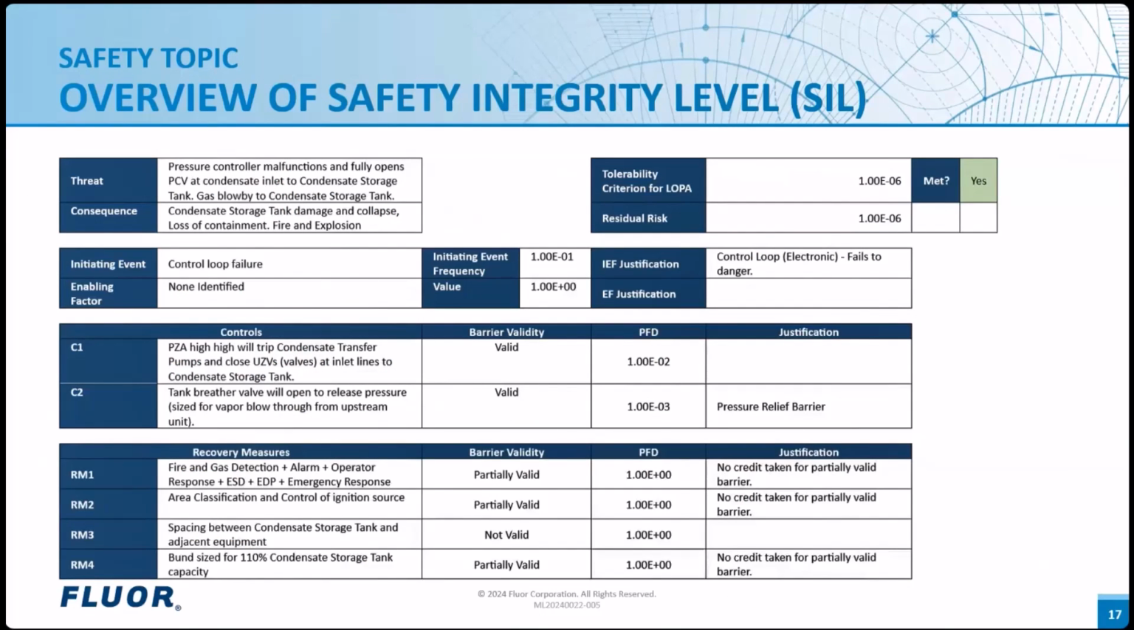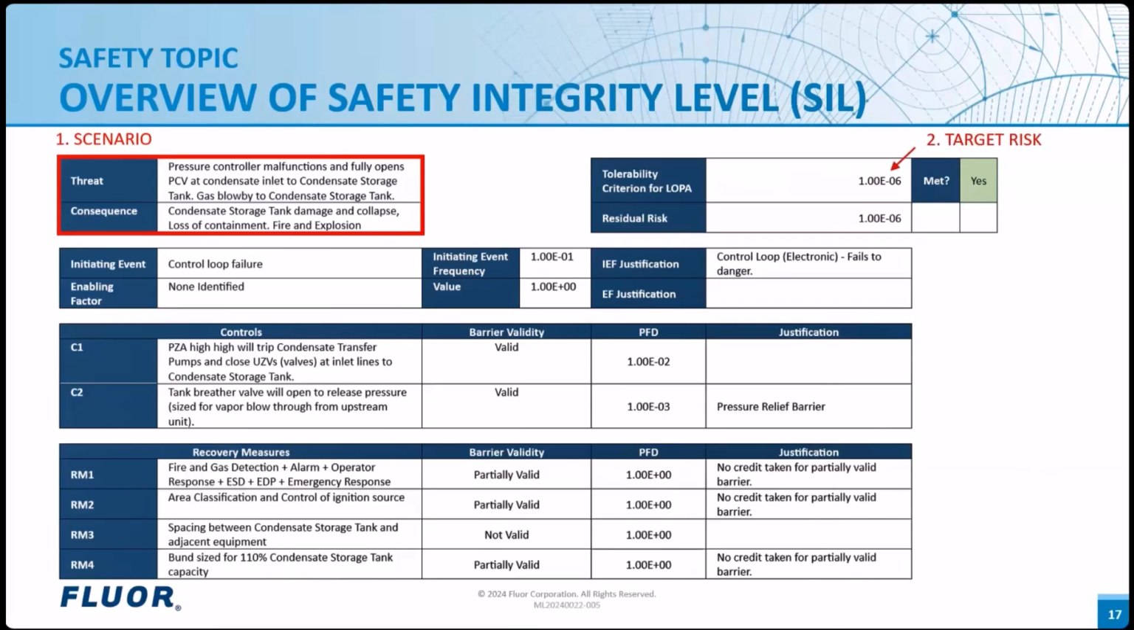Shown here is an example of a LOPA worksheet. First, the hazardous scenario which is being analyzed and its consequences, disregarding all layers of protection, must be clearly defined. In this example, the scenario is the failure of a pressure controller, which causes the inlet valve of a storage tank to open fully. This would lead to an abnormally high flow into the tank, which could lead to tank damage and collapse, loss of containment, and potential fire and explosion.